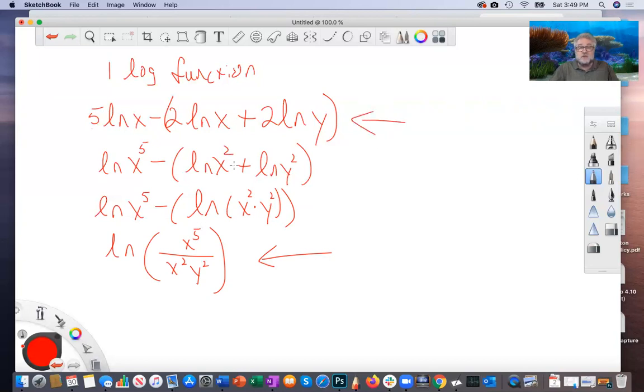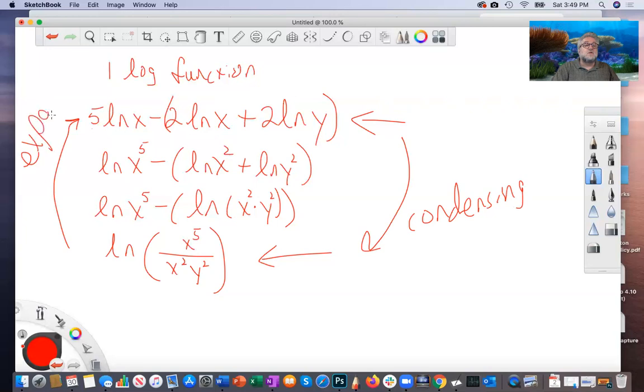And we're going to practice the rules of logarithms to go back and forth. When we're going this way, we're condensing. And when we're going this way, we're expanding. Okay?